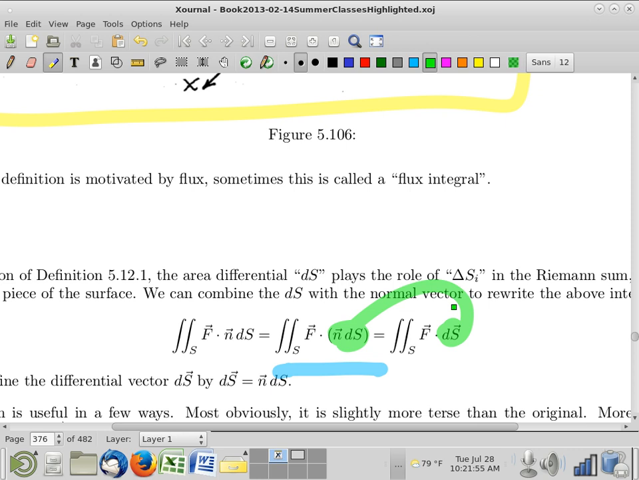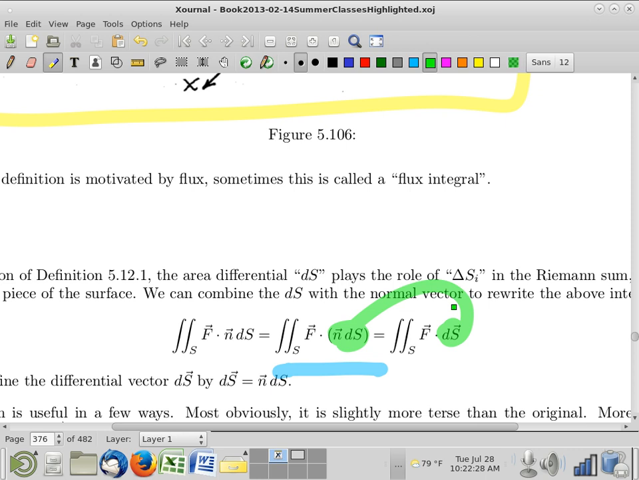N is a unit vector representing the way our little piece of surface is oriented. If our piece of surface is oriented like that, that little unit vector N is indicating, by being perpendicular to it, how that little piece of surface is oriented. So we've got a vector here whose direction tells me about the orientation of the surface. And the magnitude of this vector is the area of that little piece of surface. The magnitude is dS.